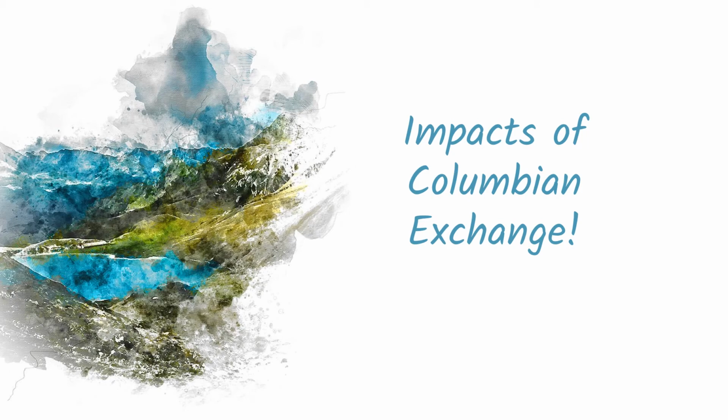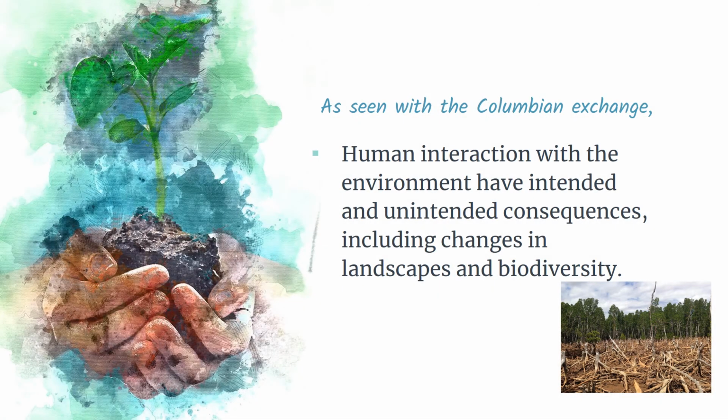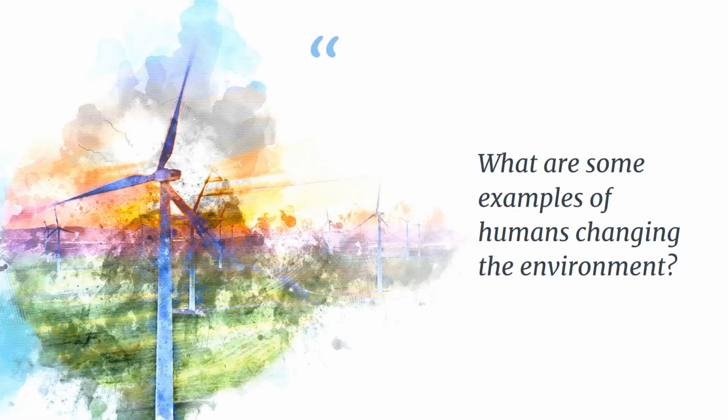Impacts of the Columbian exchange. As seen with the Columbian exchange, human interaction with the environment has intended and unintended consequences, including changes in landscapes and biodiversity. We'll discuss more of these changes that happened due to the Columbian exchange in class together. What are some examples of humans changing the environment? Think about it.